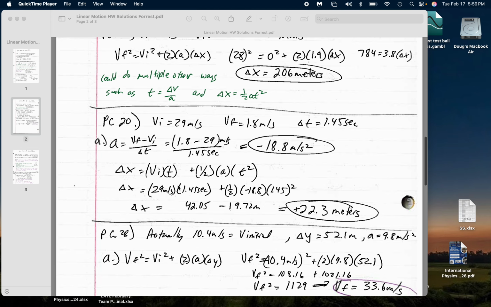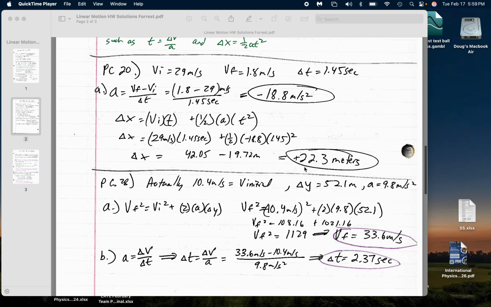And to figure this out, you could use another version, a version of Formula 4. I have to use this longer version because I do have an initial velocity. So initial velocity times time plus 1/2 at squared. Notice the initial velocity is positive, the acceleration is negative. So I get about 42.05 meters minus 19.72 meters. So I get around 22.3 meters positive as my displacement.